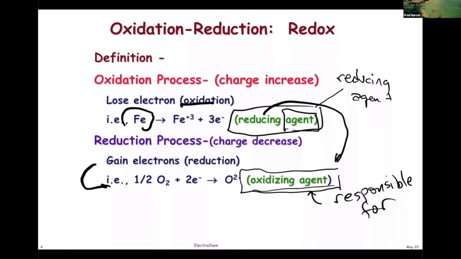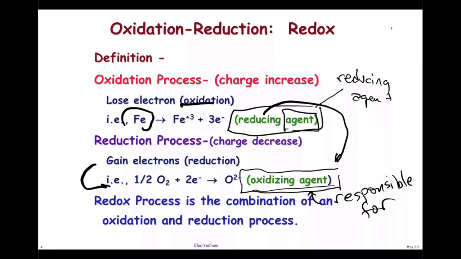Reducing agent means that it's giving up the electron in order to reduce its partner, its other co-chemical. Oxidizing agent means that it's pulling the electrons from its partner so that its partner is oxidizing. So I just want to make that clear because, again, in electrochemistry, you're thinking a lot in terms of opposite. So let me move on.